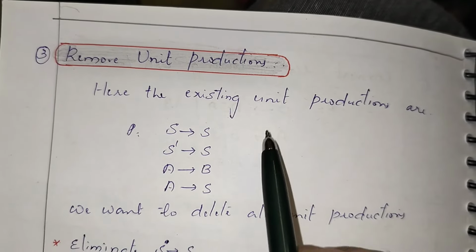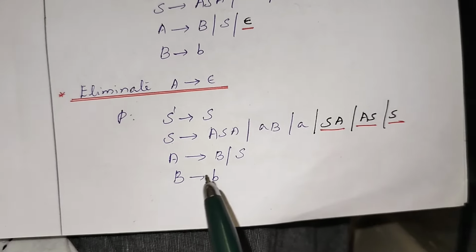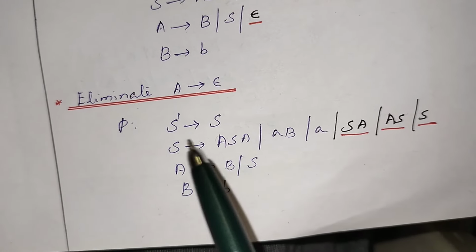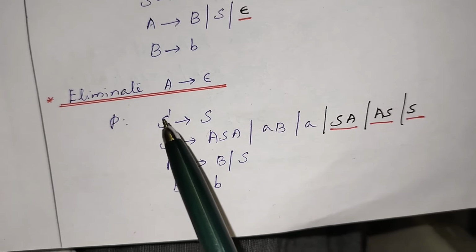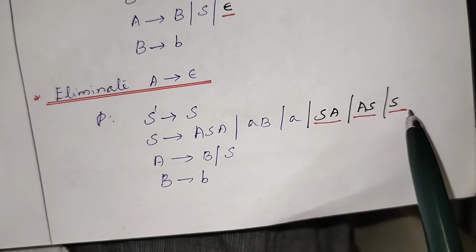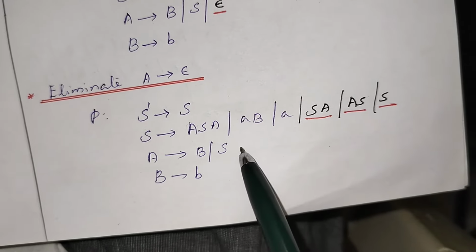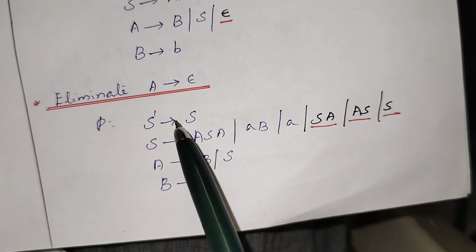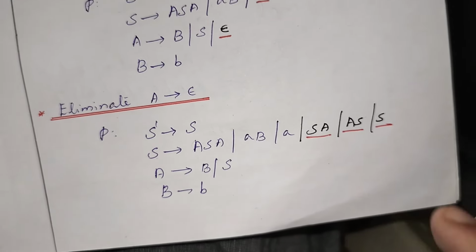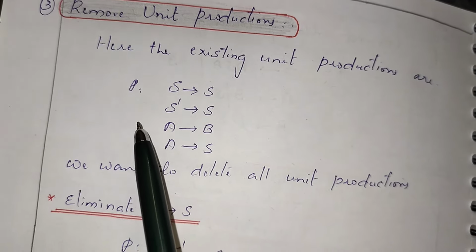And the third step is eliminating all the unit productions from the existing grammar. So this is our grammar. Check whether any unit production. Unit production means non-terminal gives a non-terminal. S dash gives S, this is a unit production. S gives S, this is a unit production. A gives B is a unit production. A gives S, that is also a unit production. So you can see 4 unit productions here. So we should eliminate these 4 unit productions.